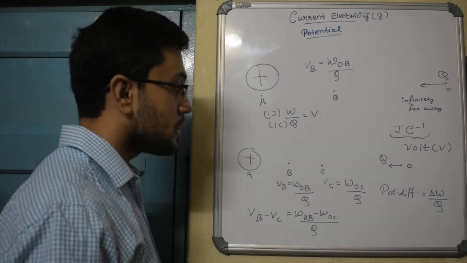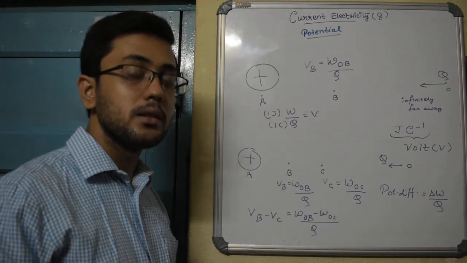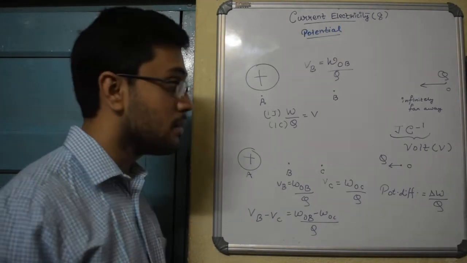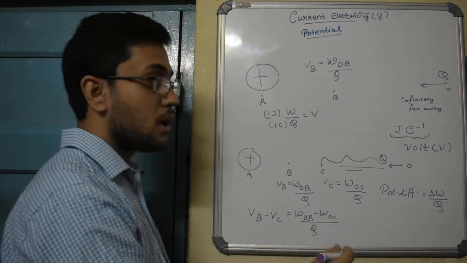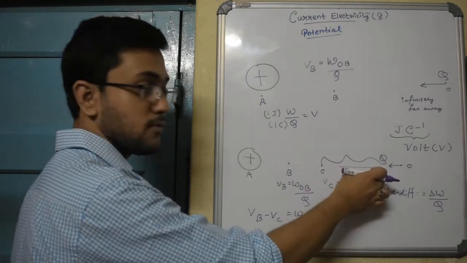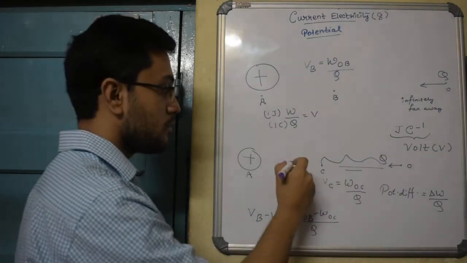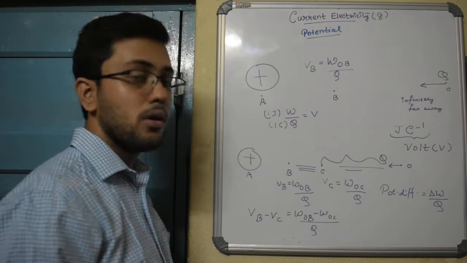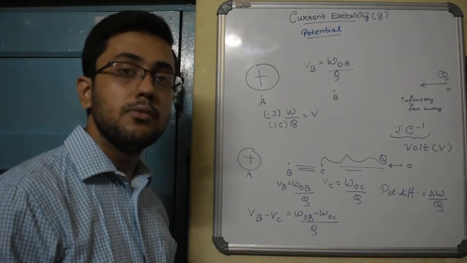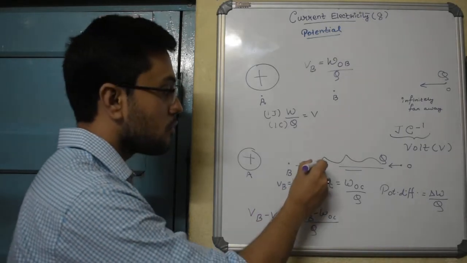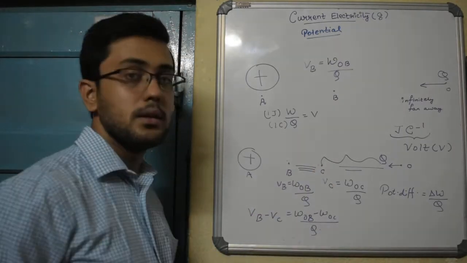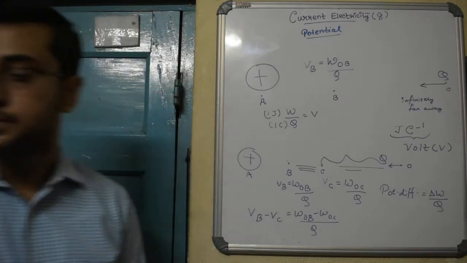Now, since you see that the work which has to be done to bring the charge from infinity doesn't matter here, the amount of work that you are doing in this region doesn't matter, because when you subtract VB minus VC, this gets cancelled. What remains is this portion. Therefore, whenever you are finding the potential difference between any 2 points, it is simply the work done to bring the charge from one point to the other divided by the magnitude of the charge.